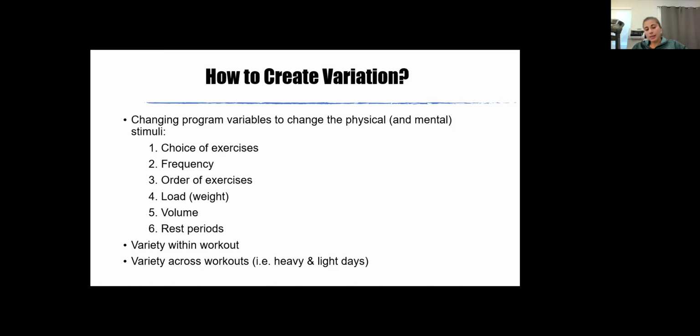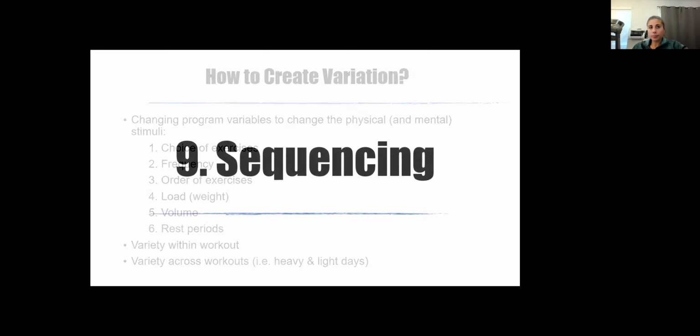So there's a lot of things that you have to look at. And it does take practice, it does take experience. And if you work out yourself, it really helps to understand how you can manipulate what you're doing to see progressions over time.